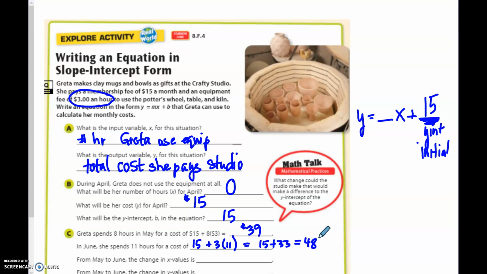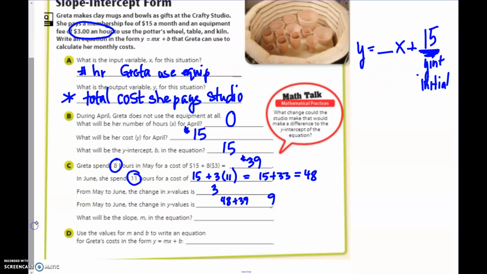So from May to June, what's the change in the x values? So the change in the x is the number of hours. So she did 8 hours and then 11 hours. So that change is a positive 3. From May to June, what's her y? Well, y, remember, was her cost. And the cost went from 48 to 39. And so that change there is 9.